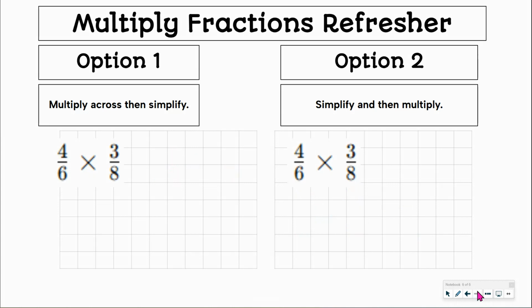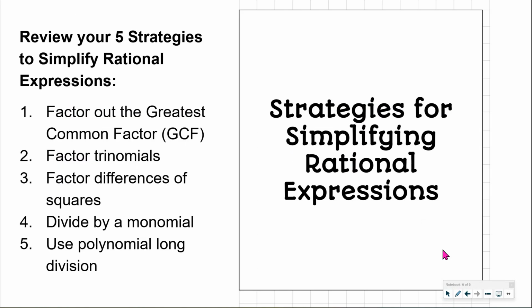All right, now that we've thought about how to multiply fractions, let's apply some polynomials. Now, there are 5 strategies to simplifying rational expressions that you've learned. You're going to factor out a greatest common factor. You're going to factor trinomials. You're going to factor difference of squares. You're going to divide by a monomial, which is that -1 usually, or you're going to use the polynomial long division to simplify. So let's remember those strategies as we work on our problems.